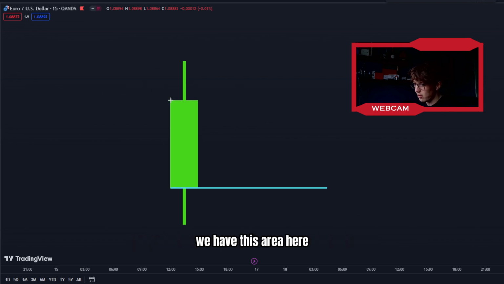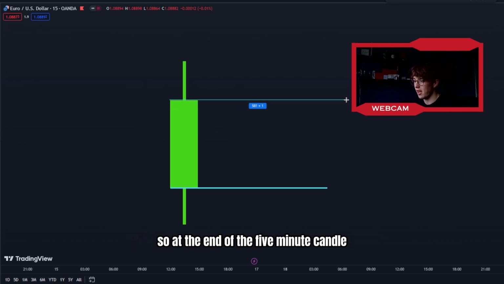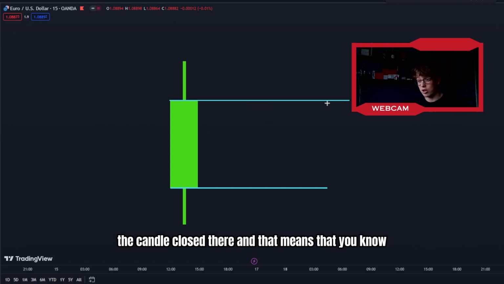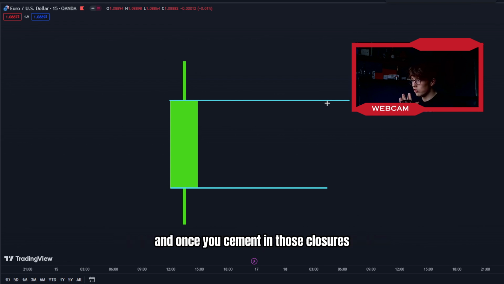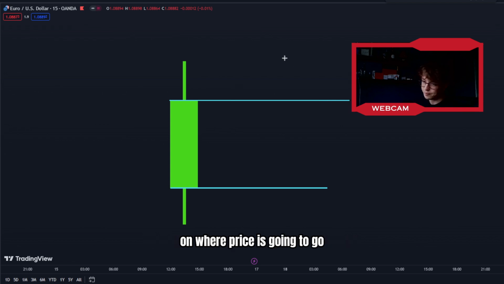After that, we have this area here, which is going to be the close price. So at the end of the 5-minute candle or the end of the 1-hour candle, depending on what it is, the candle closed there. And that means that, once you're closing above levels and once you cement in those closures, that's when we can start to make decisions on where price is going to go.